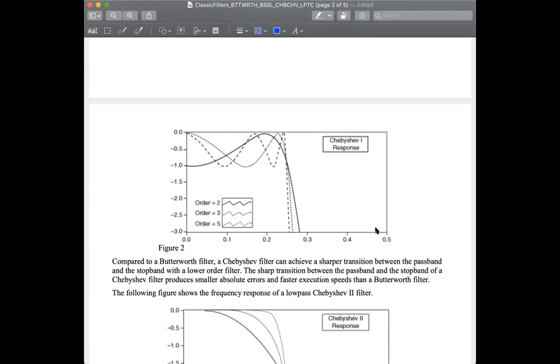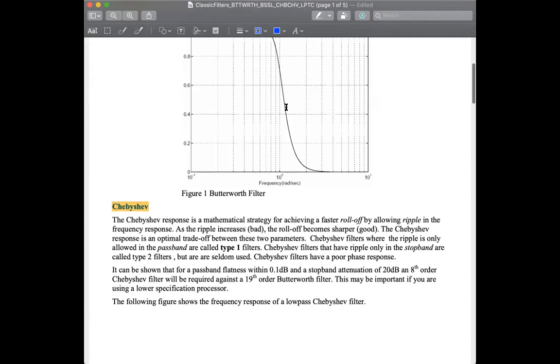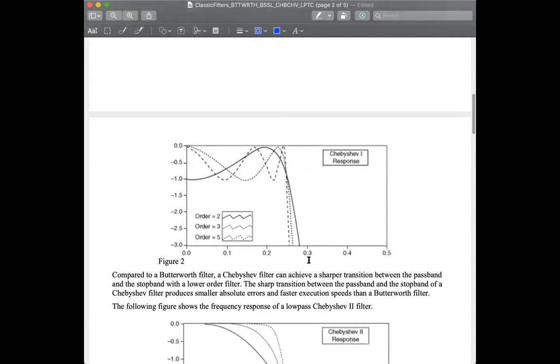In Butterworth, there is a flat response in the pass band and stop band. In Chebychev, we have a ripple in the pass band and no ripple in the stop band. And if I increase the order, you see it's going to be sharper. When you see it here, it is slower. But here it is sharper, even with order 2.